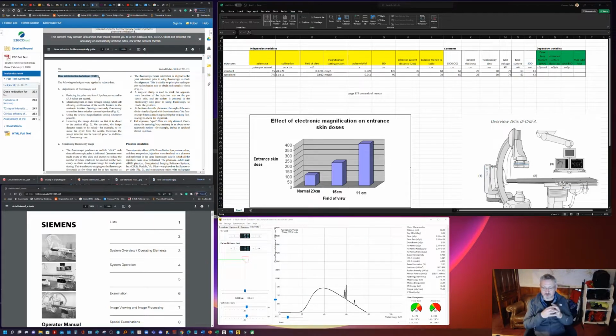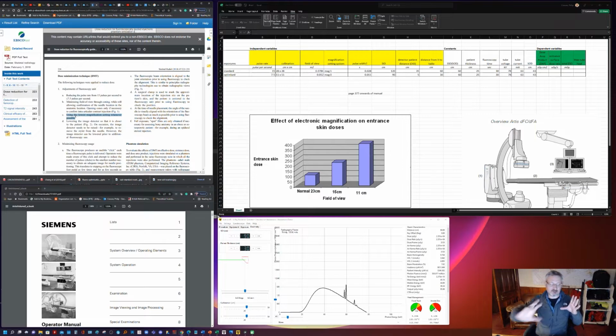So they've tried to optimize this examination. And the things that they've done is that they've reduced the pulse rate of the machine from 15 pulses per second to about 7.5. They've reduced the field of view, so they've collimated. They've collimated right in, and they used to use a mag.